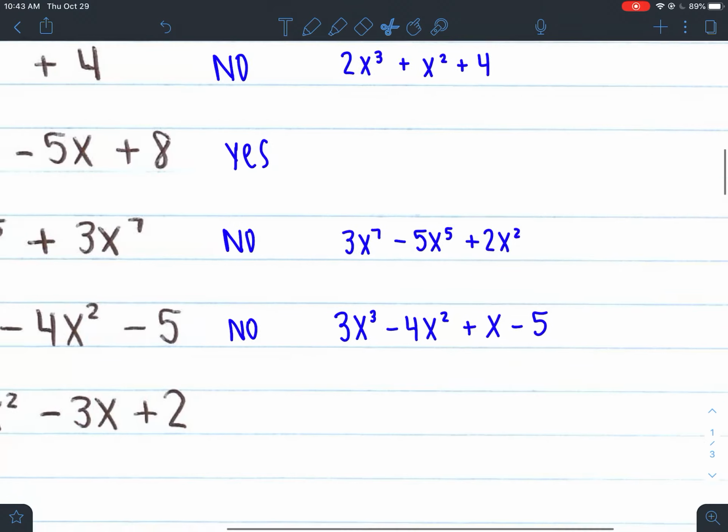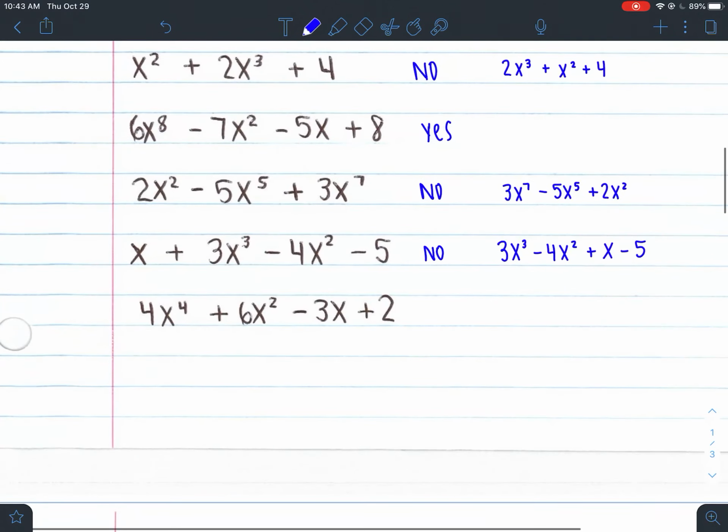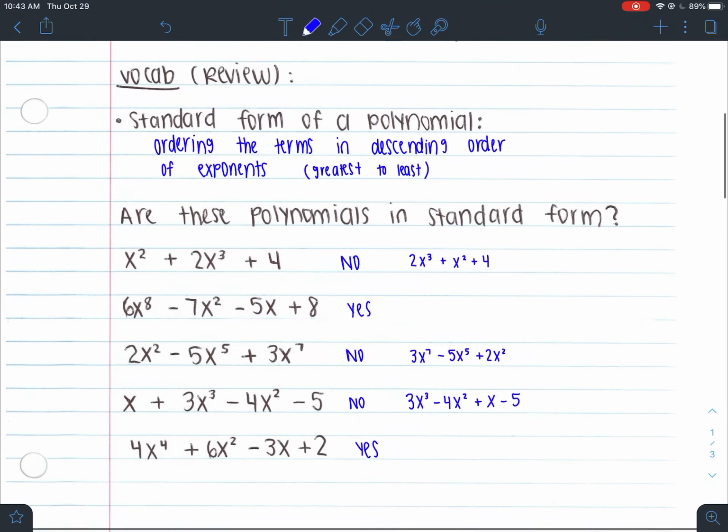Okay, make sure they're lined up. And lastly, we have 4x to the fourth plus 6x squared minus 3x plus 2. Is this in standard form? This is in standard form, so this is yes, right? We go from the largest exponent to the least. So that is standard form of a polynomial.